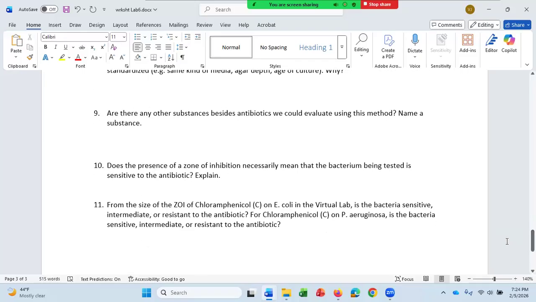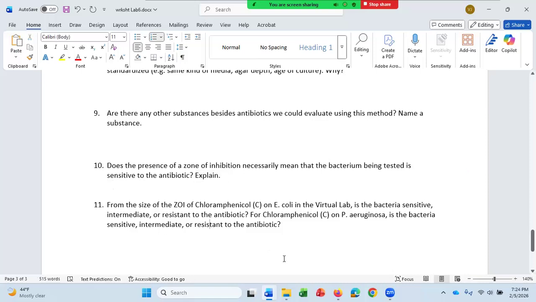9. Are there any other substances besides antibiotics we could evaluate using this disc diffusion method, also called the Kirby-Bauer method? Name a substance. So you can say yes, that is a correct answer, or no, that is a correct answer, but you have to name one substance. Any question about any of that? All right, 10. Does the presence of a zone of inhibition necessarily mean that the bacterium being tested is sensitive to the antibiotic? Explain your answer.